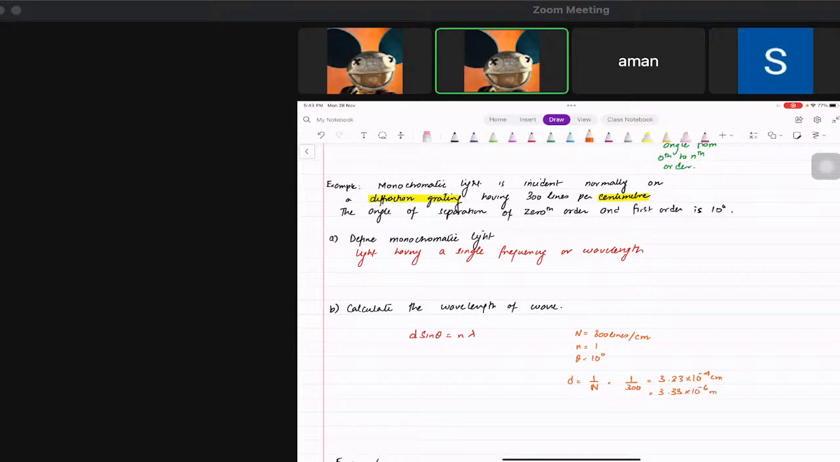Now let's put it in. So it is 3.33 times 10 raised to power minus 6 times sine of 10, and n is 1, and we want to find the lambda. So lambda is going to be 5.8 times 10 raised to power minus 7 meters, which is basically 580 nanometers. All right, is that clear, everybody?